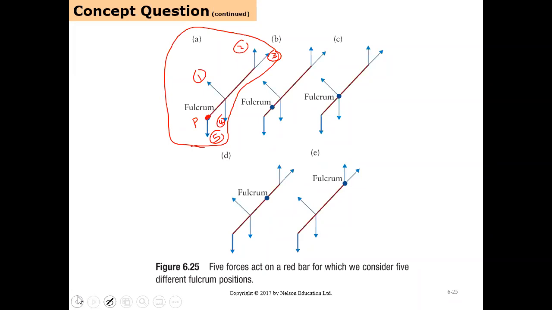At least. Okay. That means by adjusting the sizes, I can make the net torque to be 0. Yes? Yes. Got it. Now let me go direct to C.